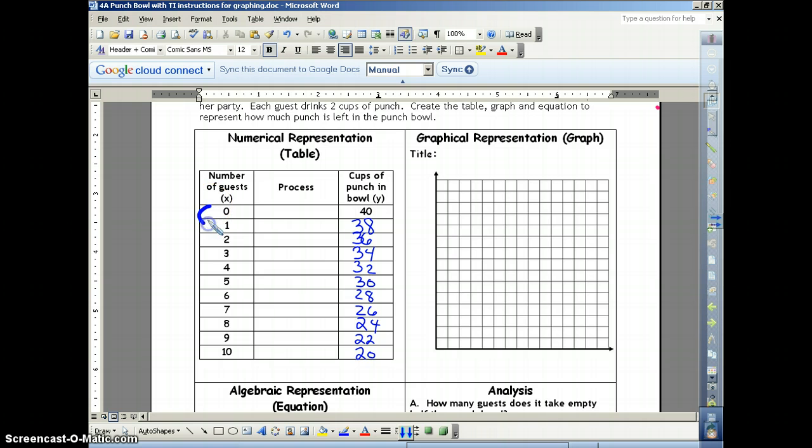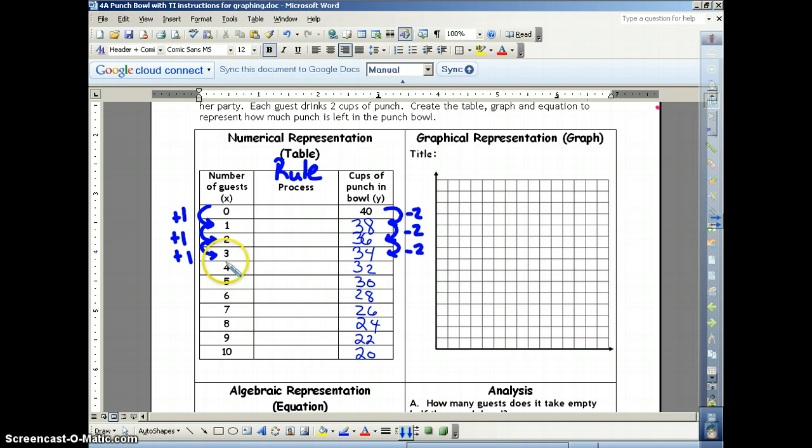Okay, so the thing that I notice in my table is as my number of guests increases by 1, what's happening to the cups of punch that's left in the punch bowl? It's going down by 2 each time, isn't it? Yeah. The number of cups of punch remaining in the bowl decreases by 2 each time. Well, I need to know that because I need to write my process, which is also known as the rule. And the rule isn't subtract 2 each time.